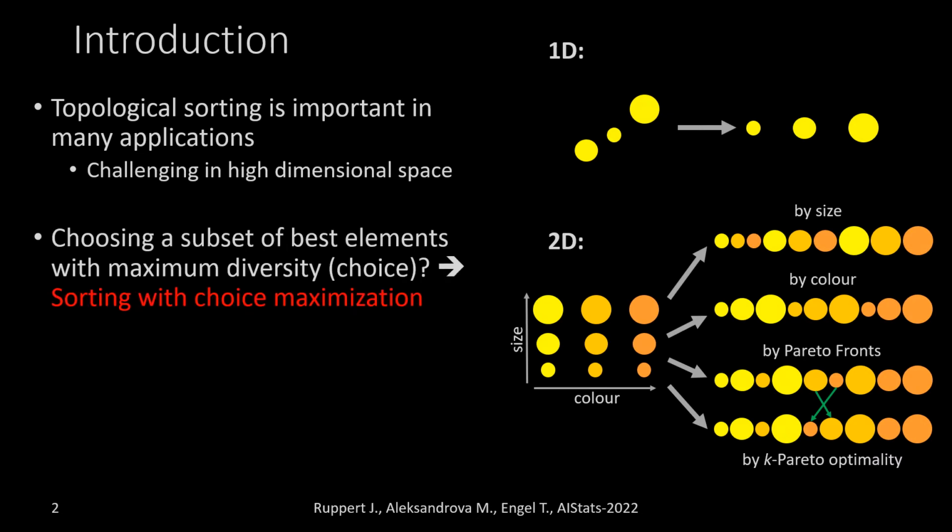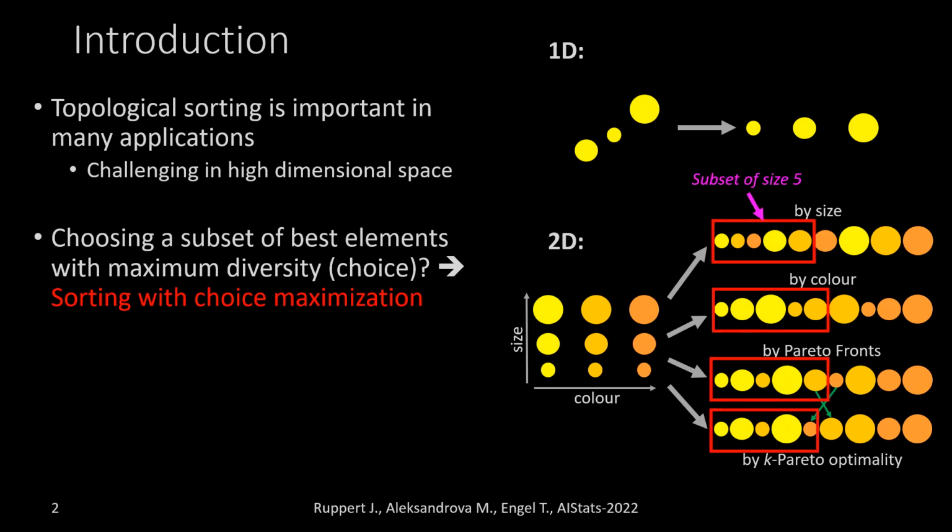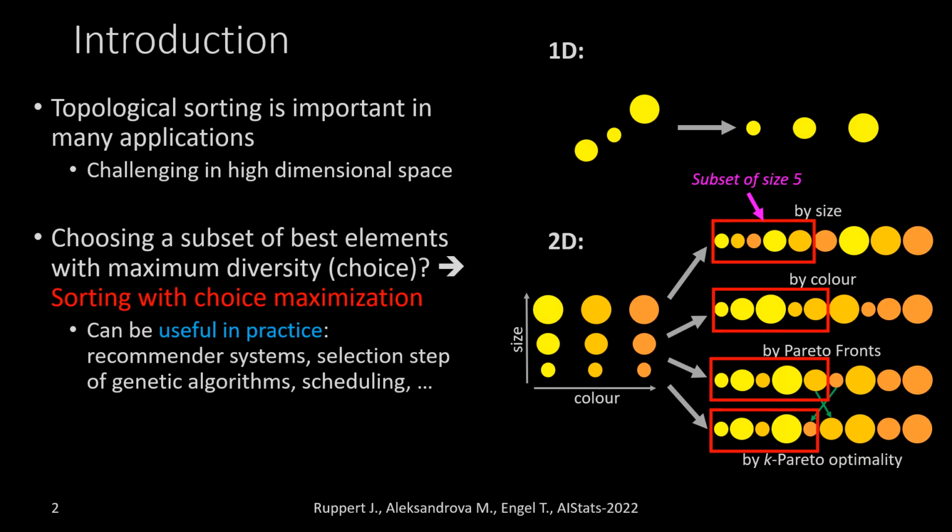One possible criterion can be maximization of diversity or choice in the selected subset of a given size. This criterion can be useful in different practical applications, for example, recommender systems, genetic algorithms, scheduling, and others. To the best of our knowledge, sorting with choice maximization was not considered in the literature before.